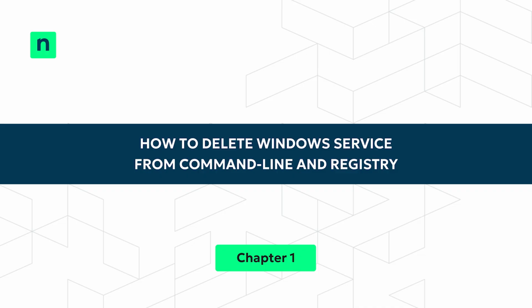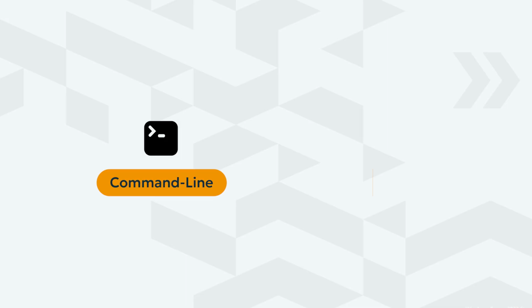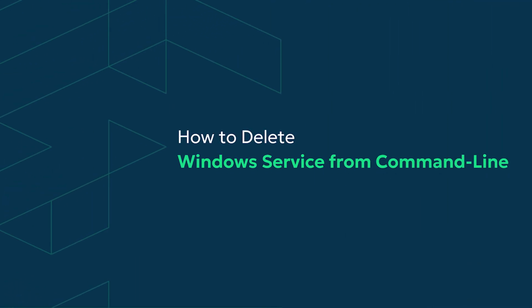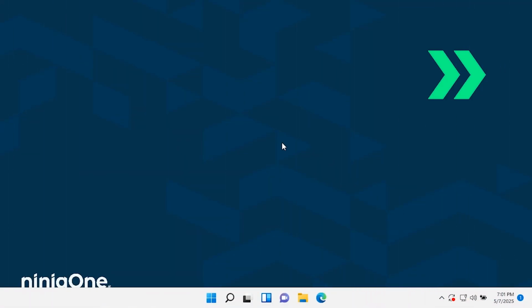How to delete Windows service from command line and registry. There are two ways to delete Windows services: via the command line or via registry editor. How to delete Windows service from command line. The easier way to delete Windows service is through the command line.